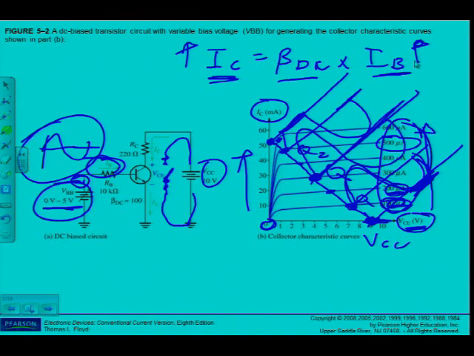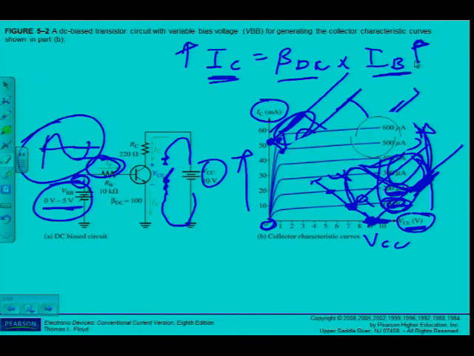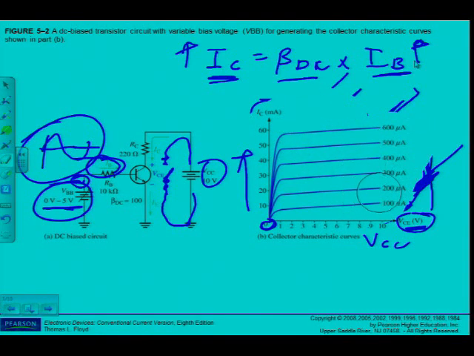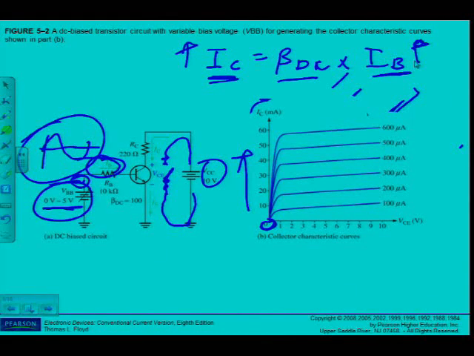So I can even apply a larger input signal and it still doesn't go into saturation or into cutoff. You have to be careful though. Let me just clean this up a bit. You have to be careful that you don't apply too big an input signal. What's going to happen when I apply too big an input signal? Let's have a look at that quickly.